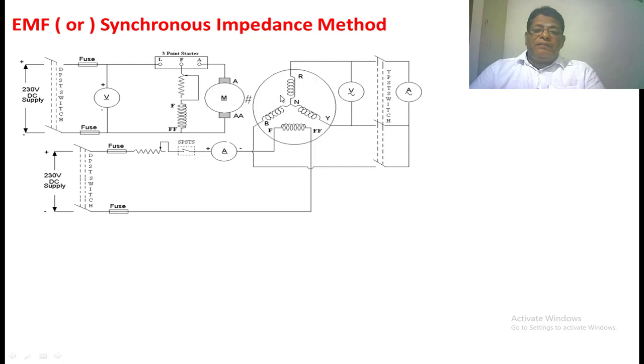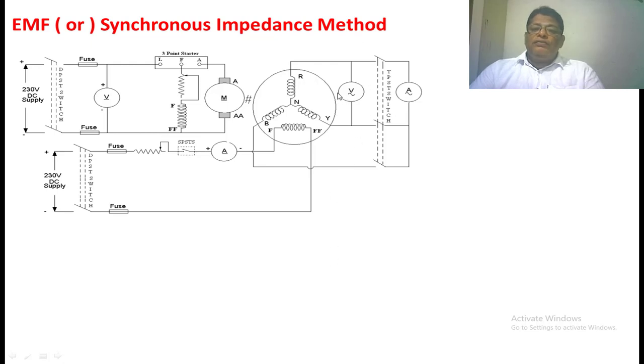Once you adjust the speed of the alternator to the rated value, note down the reading of the voltmeter. Because we are not applying any current through the field winding, this voltmeter reading will be 0. Now close this DPST switch. By gradually decreasing this resistance, increase the field current from 0 to the rated value. At every value of the field current, note down the reading of this voltmeter. In this manner, take 10 to 12 readings of the field current and the corresponding voltage.